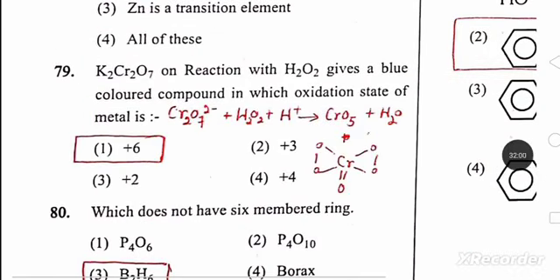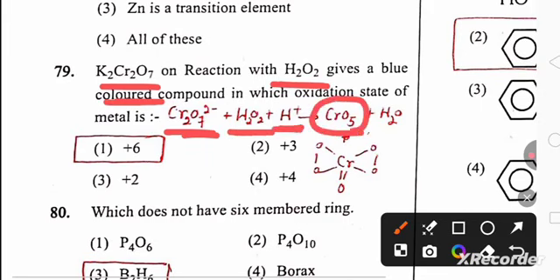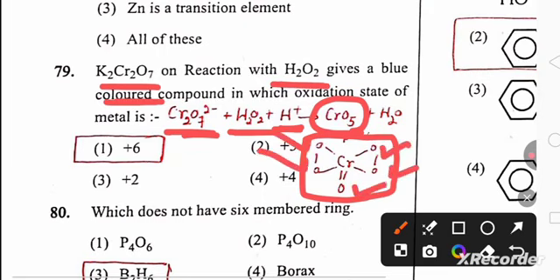Another question from D and F block: potassium dichromate on reacting with peroxide in the presence of acid gives a blue colored compound. So potassium dichromate on reacting with hydrogen peroxide in the presence of acid will form CrO5. In CrO5, you can find around chromium, peroxide oxygen also. So when you calculate the oxidation number of chromium, you can see the oxygen in peroxide state and normal oxygen also. So you'll get +6 oxidation state of chromium in the product CrO5.